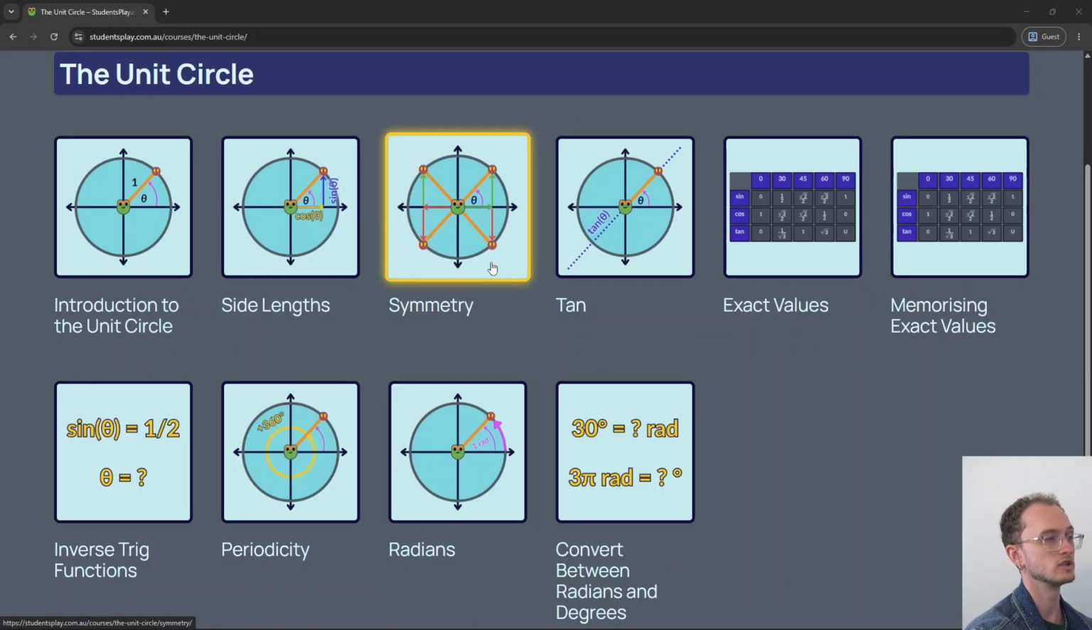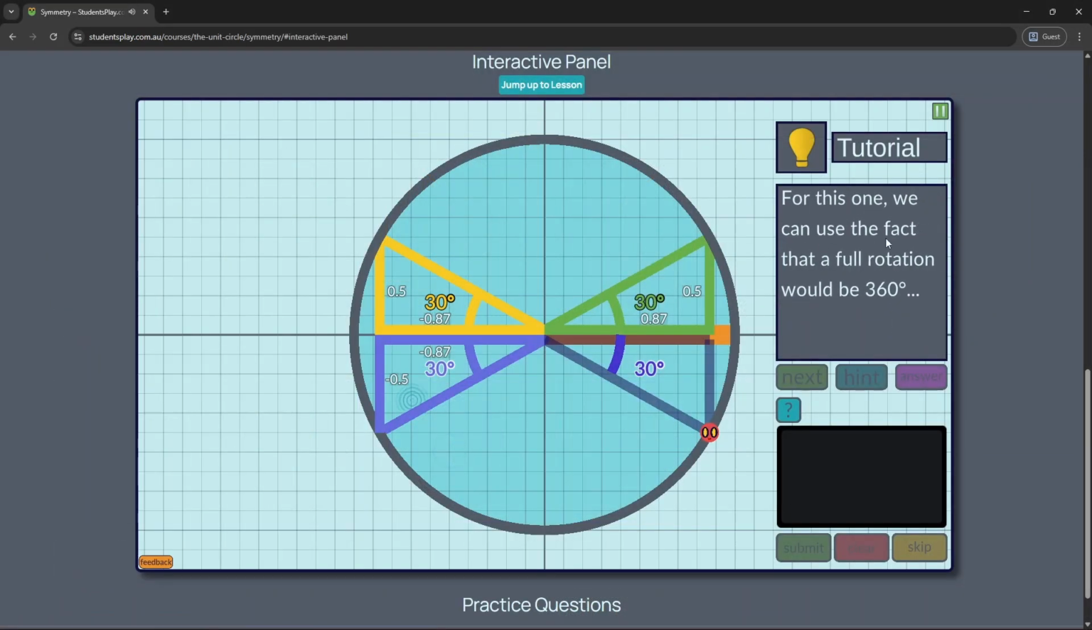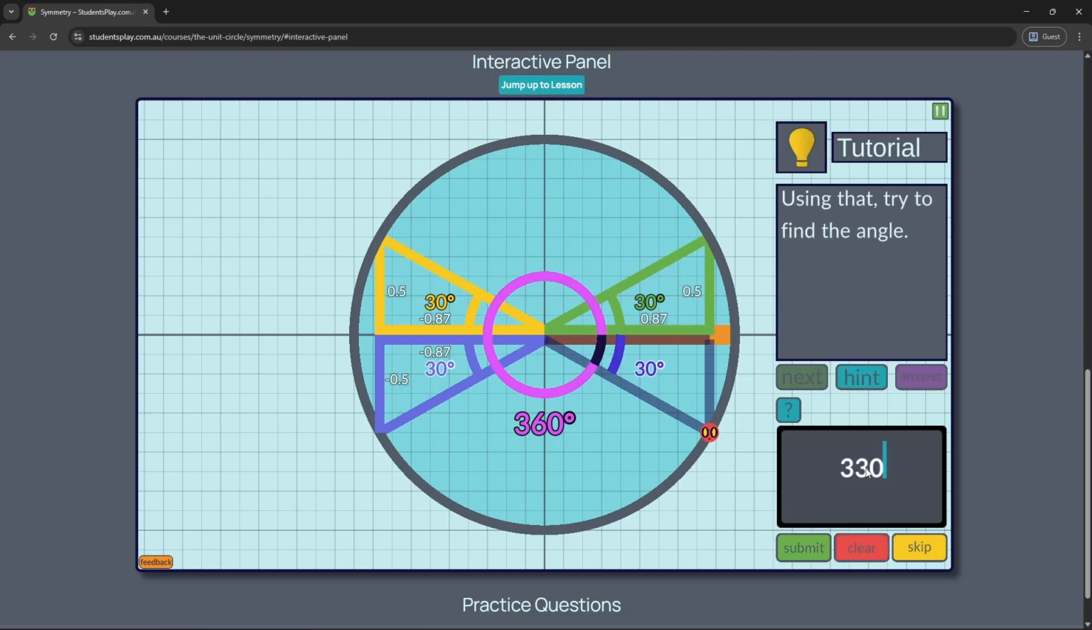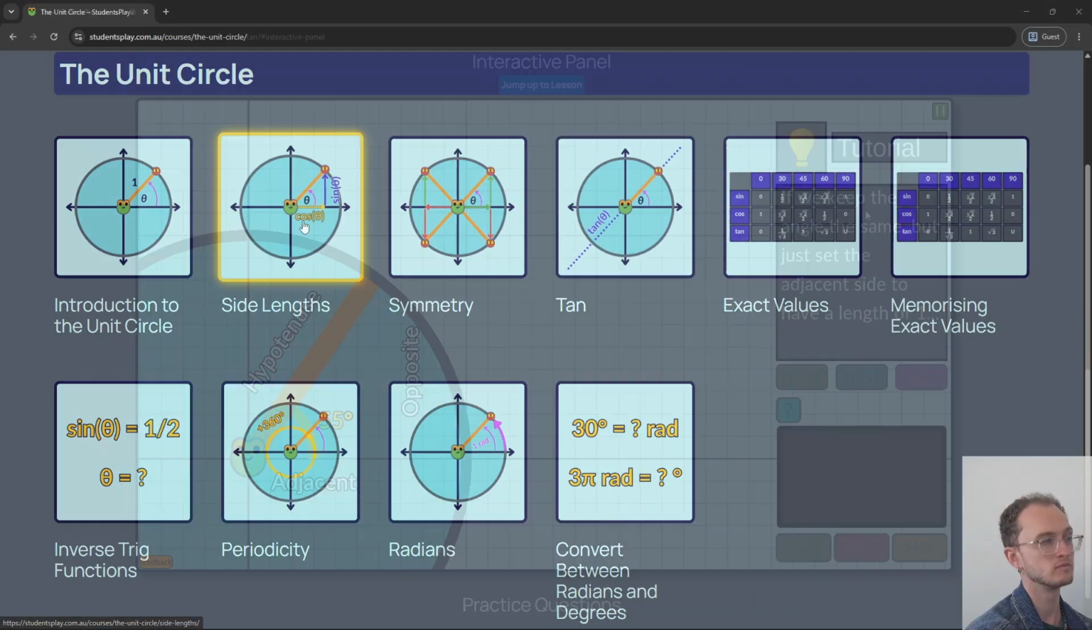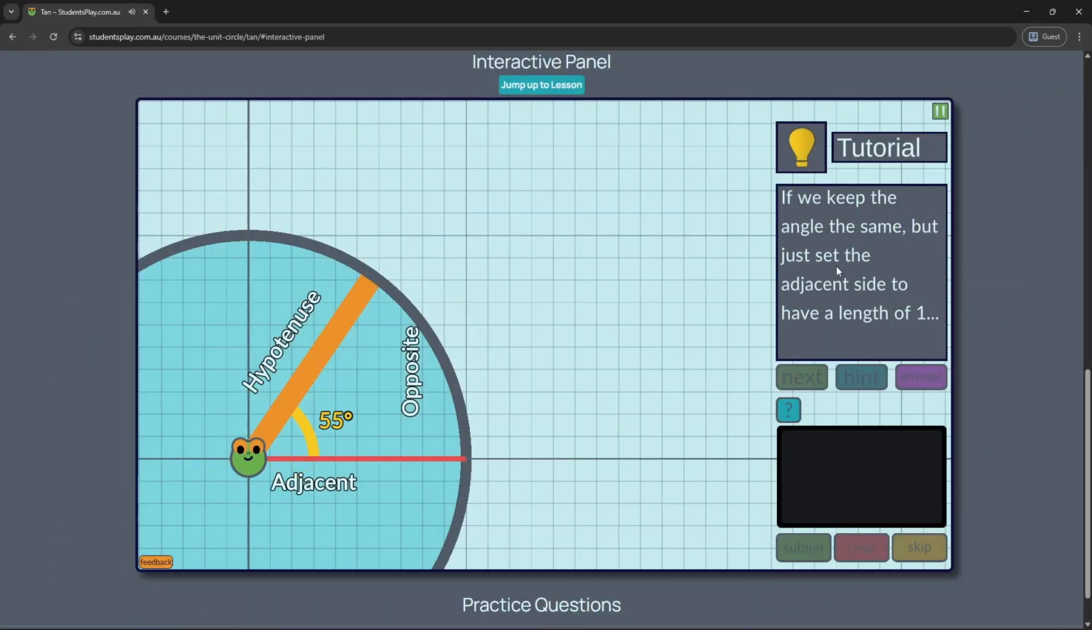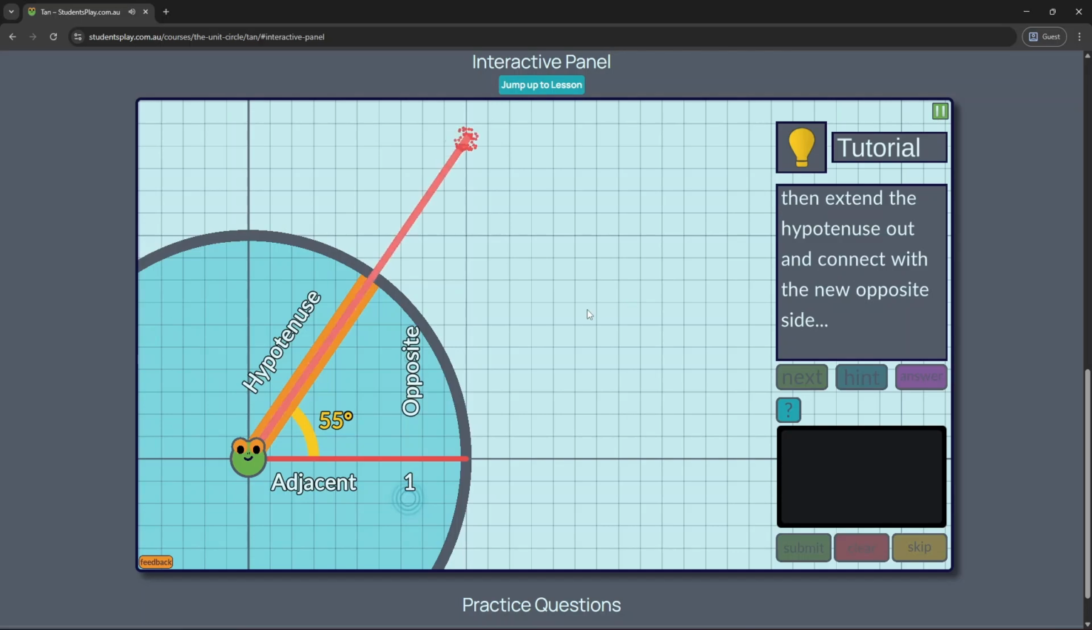The next one is introducing the whole concept of symmetry, how if you have an angle here, that also relates to the angle over here and here and here, and how the result of cos of 30 is going to be the same as cos of 330, stuff like that. The next lesson is just covering tan, because sine and cos are kind of similar, but tan is its own kind of thing, so it has its own little lesson just for tan.